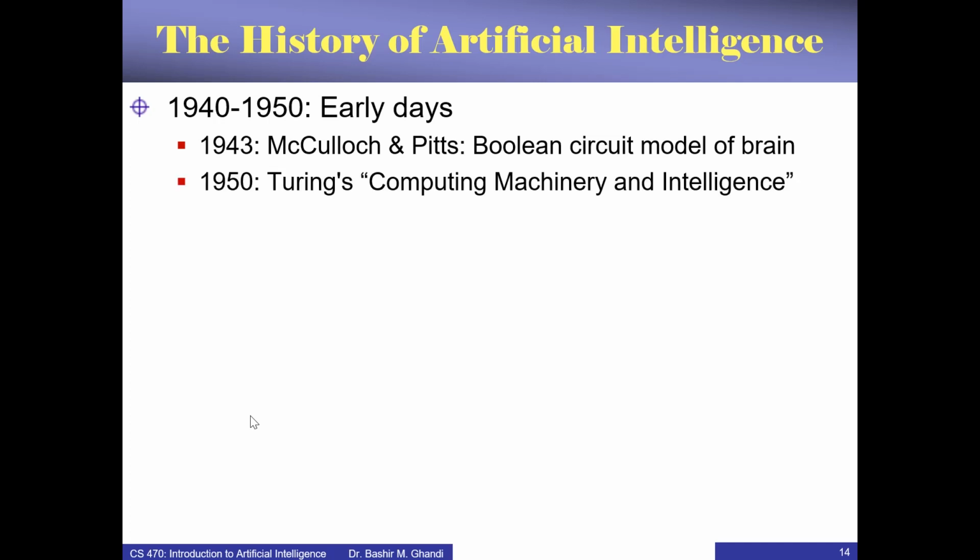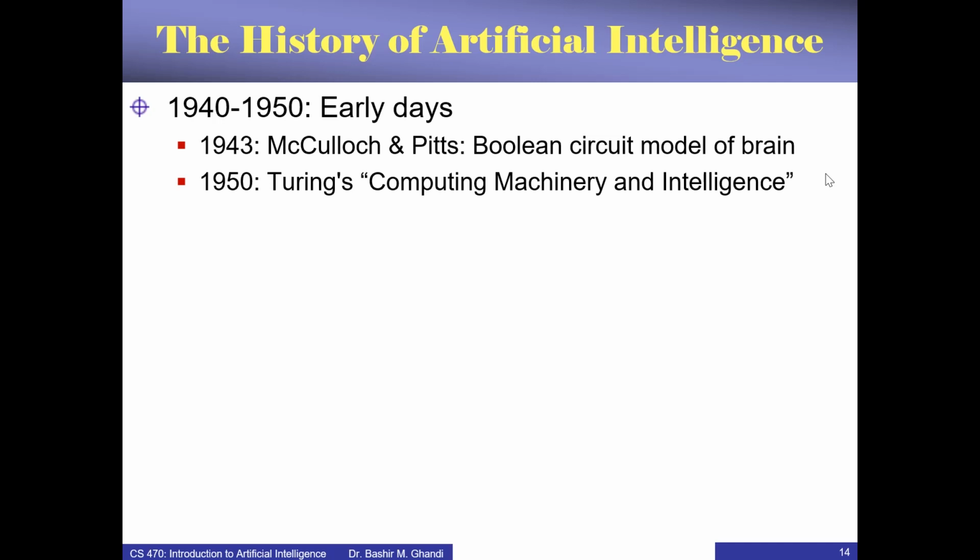Then, of course, the other event that happened in this period was the famous lecture by Alan Turing, titled Computing Machinery and Intelligence. It was actually in this lecture that Turing presented his famous Turing test for artificial intelligence, which we discussed earlier.